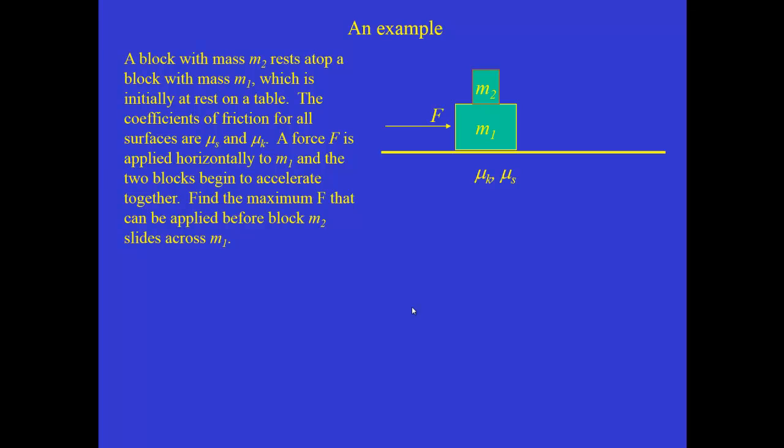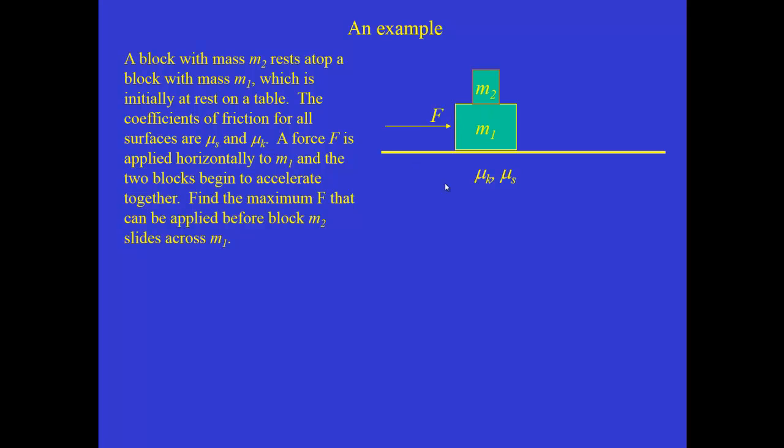So here is a block M1 resting on a table, and M2 is resting on top of M1. And then we exert a horizontal force F just on block M1. The surface between M1 and the floor has coefficients of kinetic friction mu sub k and mu sub s, and we'll assume for simplicity that the surface of interface between M1 and M2 has those same coefficients of friction. What we're trying to figure out is if we push on M1 with force F, the two blocks will accelerate together.